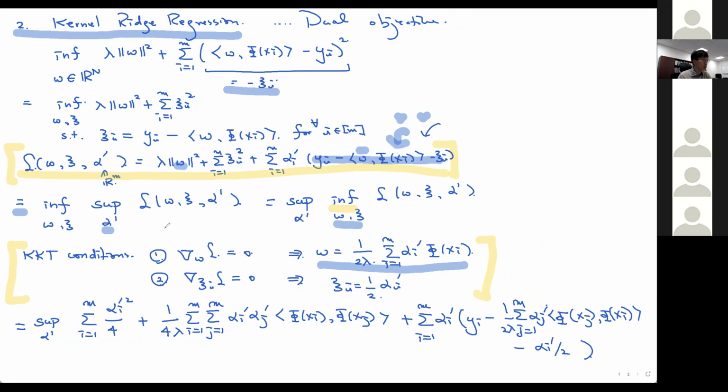And we can simplify it further. So if we simplify this slightly, then here's what we can achieve. So we have supremum over alpha prime, and then we collect, sorry about this. So we first group the alphas together. So here's alpha i square, and also this one gets multiplied by alpha i prime, that gets squared. So if we combine all of them together, we end up with minus alpha i prime square over 4.